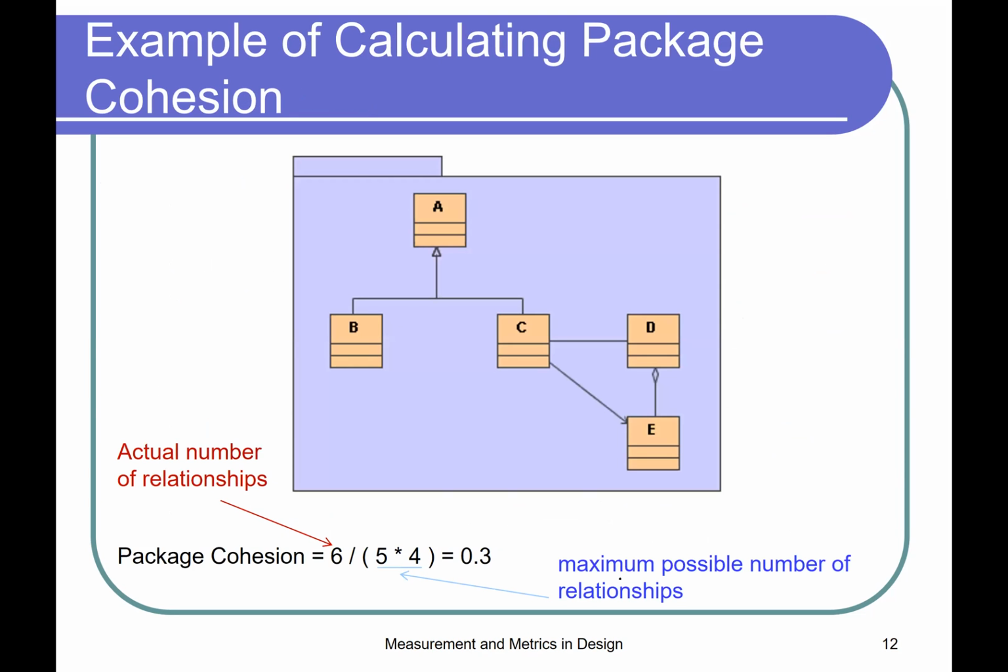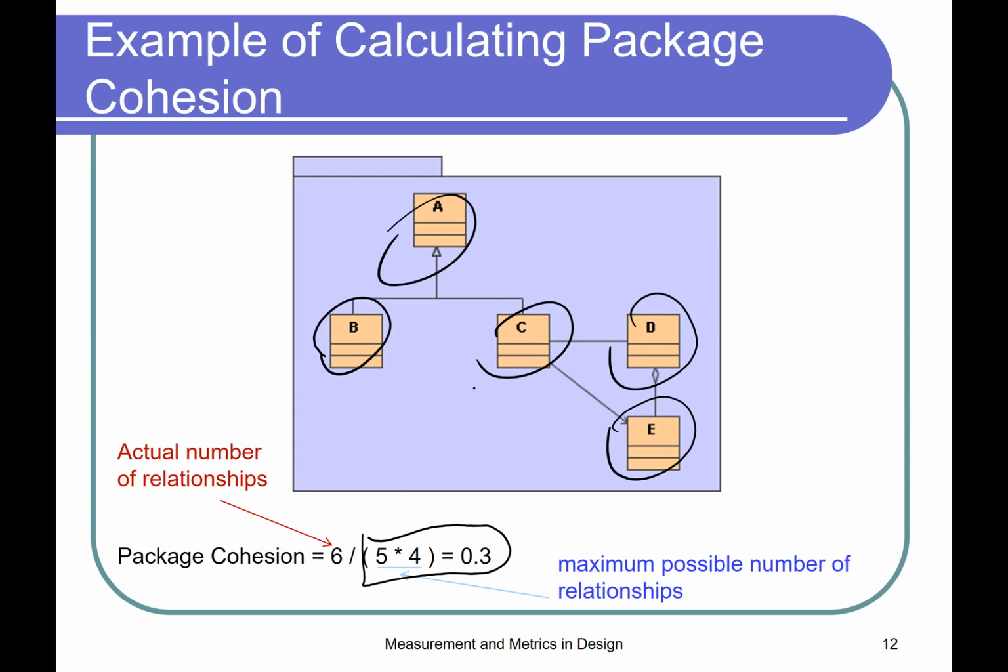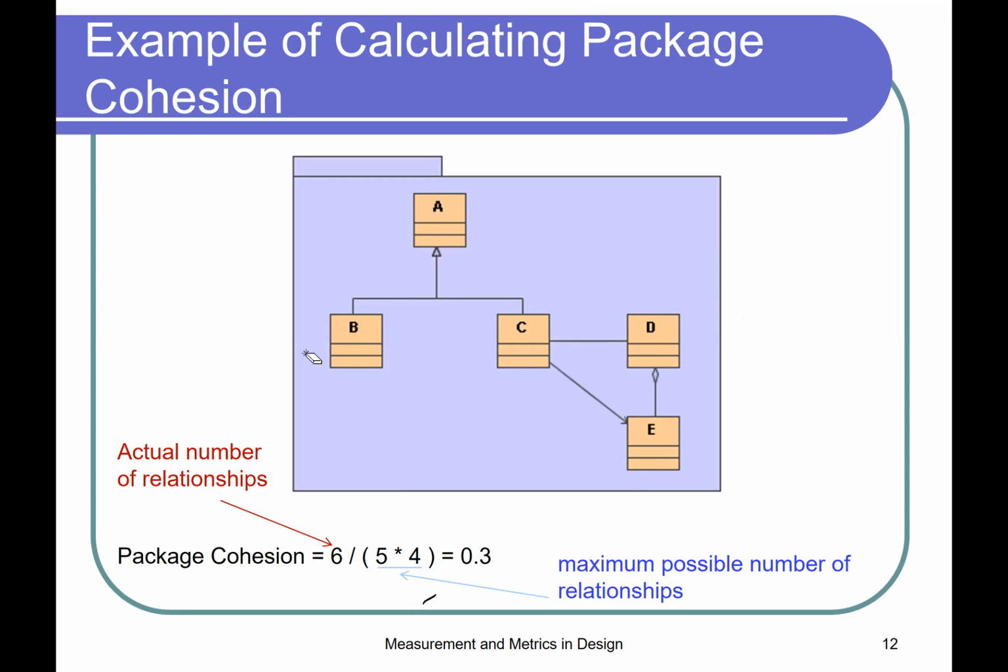Let's take a look at an example of this. First off, this is the maximum coupling. How do I recognize it? It's n multiplied by n minus 1. So what's n? N is the number of classes. So we got 1, 2, 3, 4, 5. That's my 5. That's n multiplied by n minus 1, so 5 multiplied by 4. And now comes the counting of the actual relationships. We have 6. How is it?